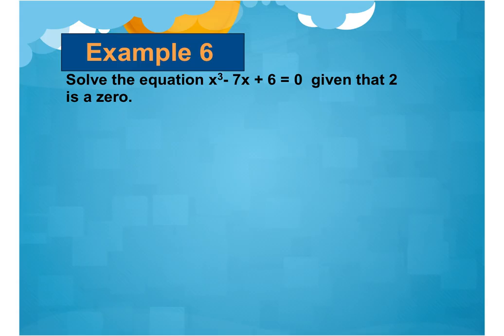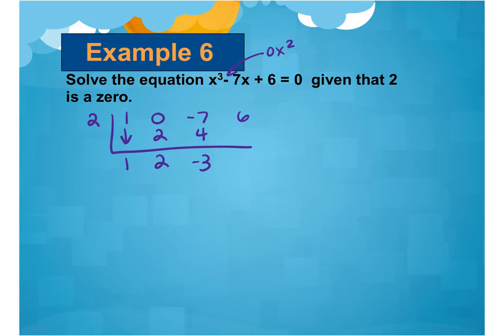All right, so this question says, solve the equation x to the third minus 7x plus 6 equals 0, given that 2 is a 0. So we're going to put 2 on the outside. We're missing an x squared, so we're going to put the 0x squared there. 1, 0, negative 7, 6. Bring down the first term, multiply, put it in the next column, and add it. Multiply it, put it in the next column, and add it. Multiply it, put it in the next column, and add it. If you don't get a 0 here when it said that it's a 0, then we know we did something wrong, so we're going to check our work.